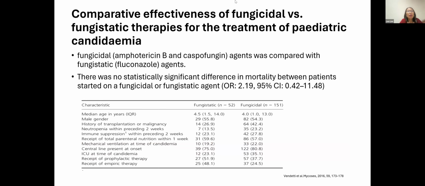This is another study comparing fungistatic therapy and fungicidal therapy among the pediatric population with candidemia. Again, fungicidal here refers to amphotericin B and caspofungin versus fluconazole treatment in the fungistatic arm. There was no statistically significant difference in mortality between the patients who received amphotericin B, caspofungin, or fluconazole.